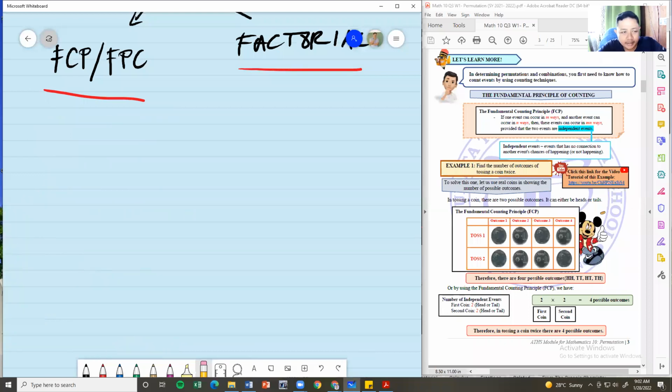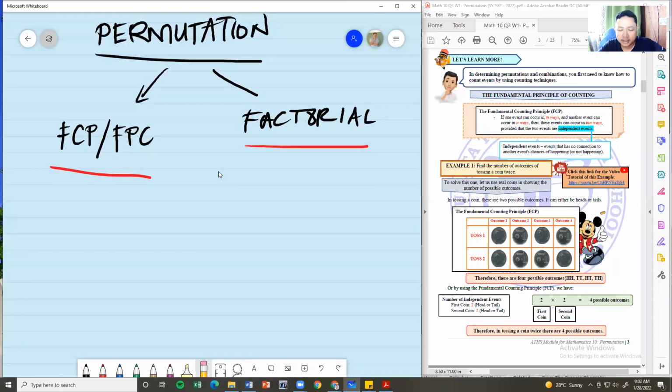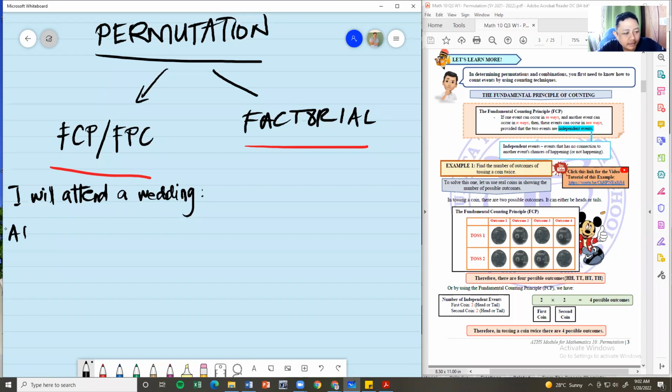Okay, we're still in FCP. The foundational topic for the permutation. What if I want to go to the party? I will attend a wedding. Usong-usong ngayon ng wedding kahit na pandemic. And merong theme ang attire. For the attire, it should be semi-formal.